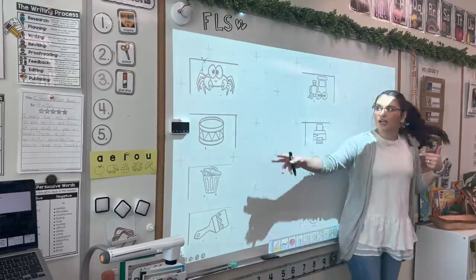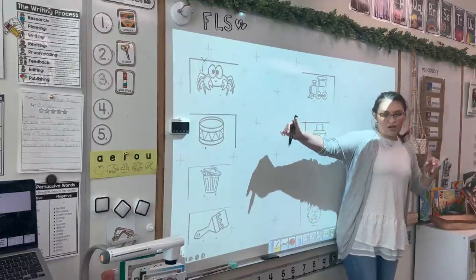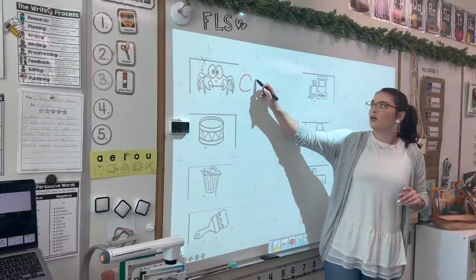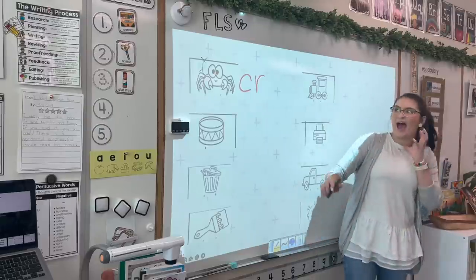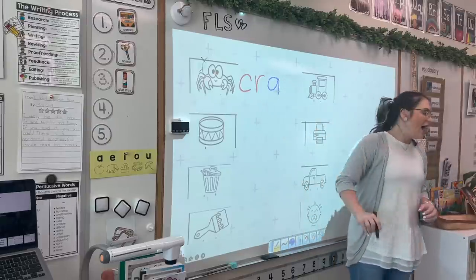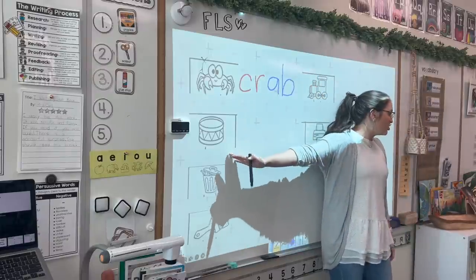What's the blend in the beginning of crab? C-R. Ready? Cr. What's that vowel sound? Ah. Crab. Good. Crab. This is a picture of a drum.